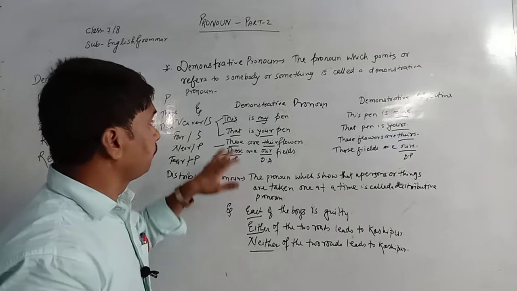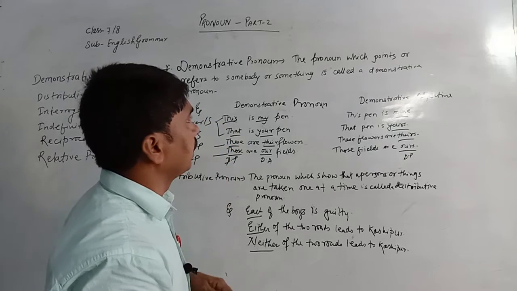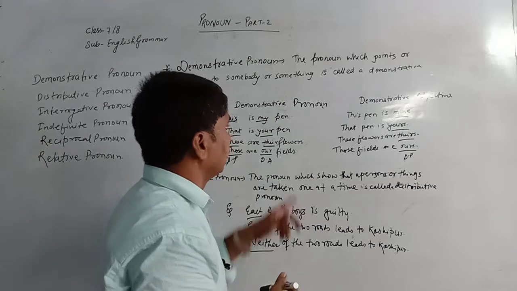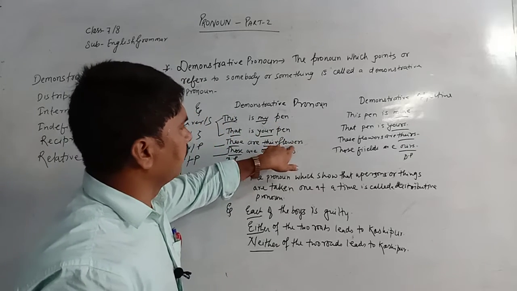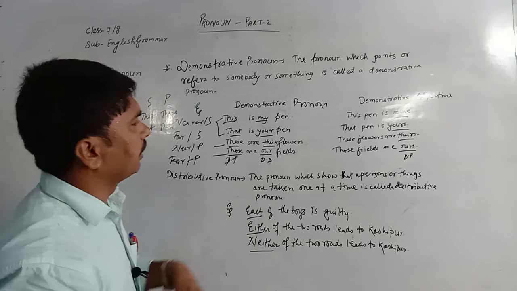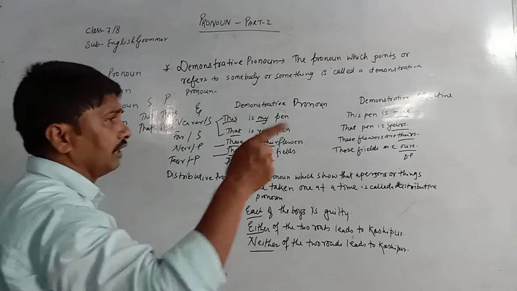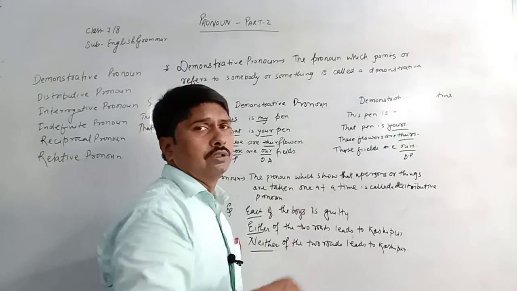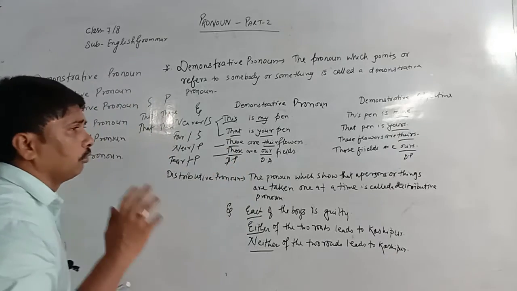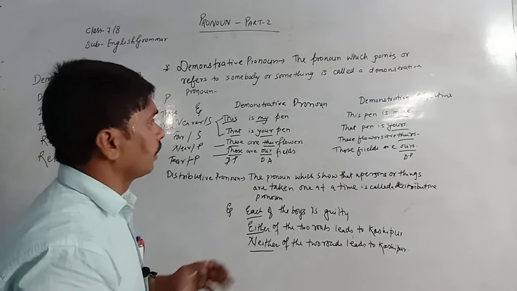You can see, this is indicating a pen, here it is flowers, fields. All are things. If you say that is Rahul, then you are indicating a person.